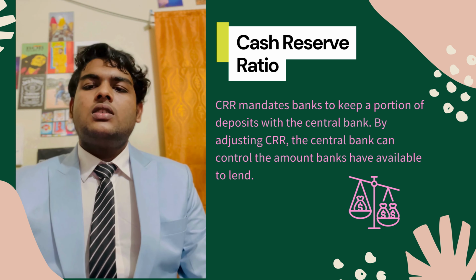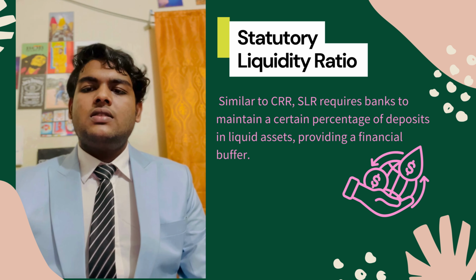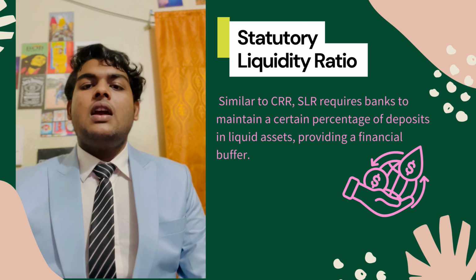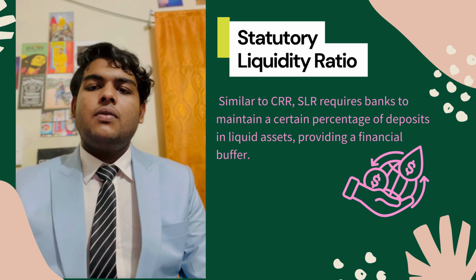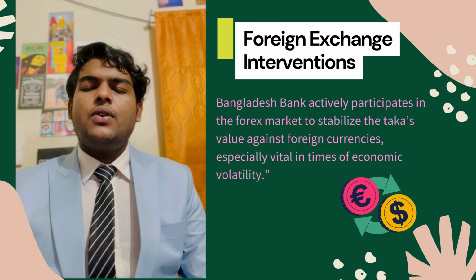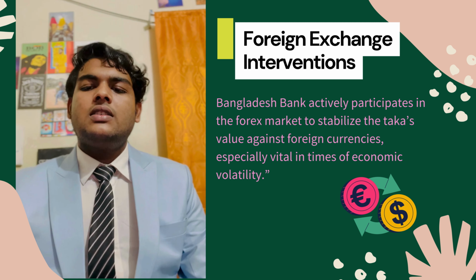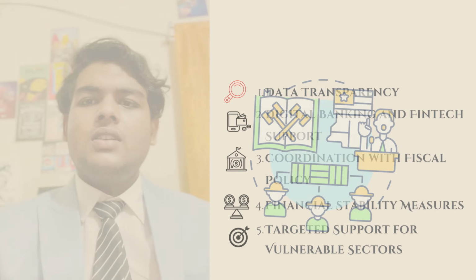And number 4, statutory liquidity ratio, which is known as SLR. Similar to CRR, SLR requires banks to maintain a certain percentage of deposits in liquid assets, providing a financial buffer. And the last option is foreign exchange interventions. Bangladesh Bank actively participates in the forex market to stabilize the Taka value against foreign currencies, especially vital in times of economic volatility.